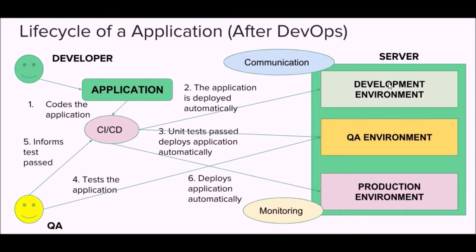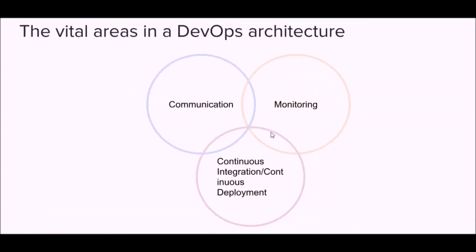Similarly, let's say the developer wants an email to be triggered every time the database runs out of space. This is where the monitoring and communication component becomes useful. We will look at these components in the next slide and how the 3 are entwined. The key areas in a DevOps architecture are communication, monitoring, and continuous integration, continuous delivery. The 3 are intertwined and closely depend on each other to truly perform a DevOps framework.